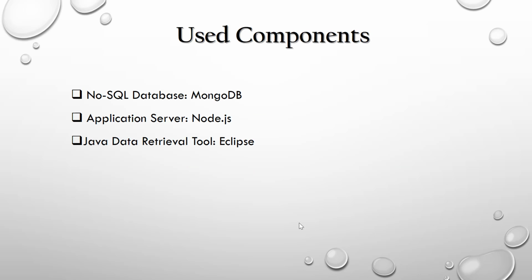Now let's move to the components we have used. We used a NoSQL database, MongoDB, as a storage to store our data. The second component is the application server. We actually started by using ASP.NET, but for some reasons we shifted to Node.js. It was our first experience, and one we never regret. The third component is the Java Data Retrieval Tool. We wrote our code in Eclipse. This helped us extract data from the vendors; we were looking for titles, prices, and also hyperlinks.